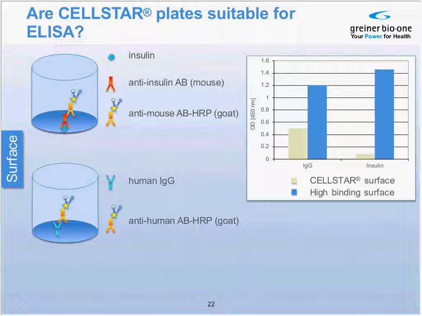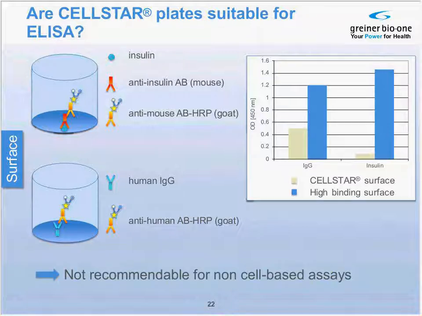Both IgG and insulin bound very well on the high binding surface. However, insulin did not bind significantly to the tissue culture surface. Even the binding of IgG was much weaker. It's likely the high charge density on the tissue culture surface, which is beneficial for cell adherence, is not beneficial for protein adsorption in an ELISA, but rather prevents binding by repulsion. We definitely do not recommend tissue culture microplates for non-cell-based ELISA.